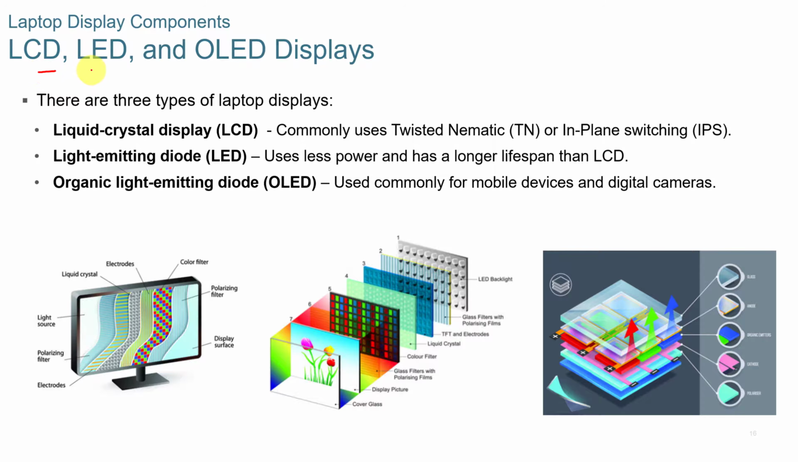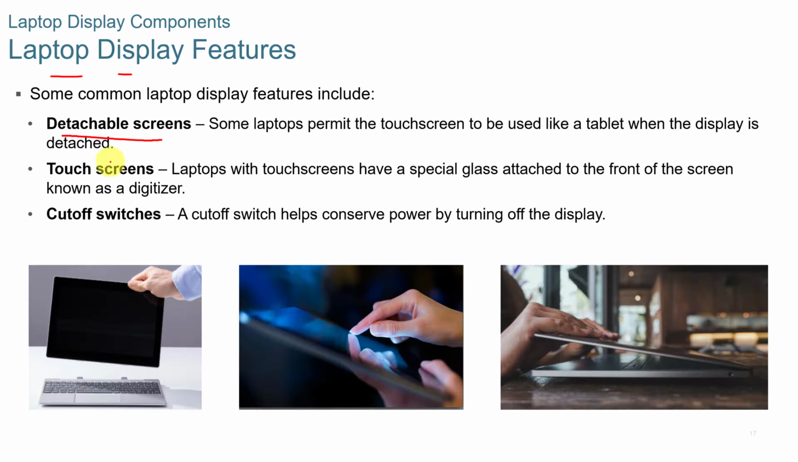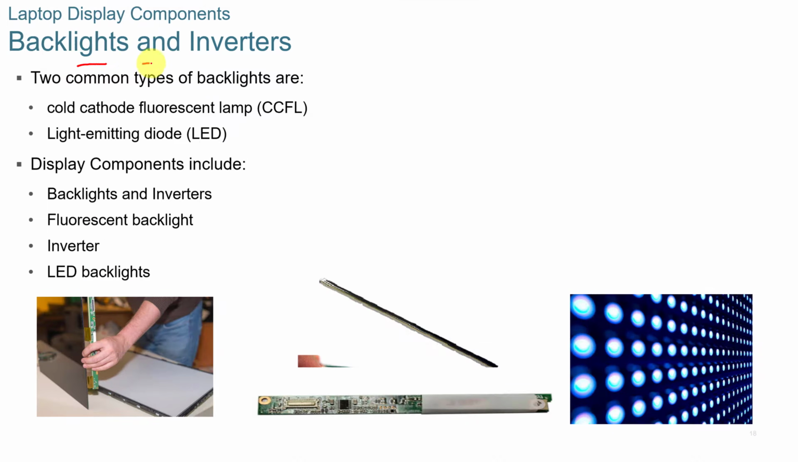Now, laptop monitors: LCD, LED, and OLED, which stand for liquid crystal display, light emitting diode, and organic light emitting diode. These are the same technologies that we have on monitors for desktops, but they are put into a smaller package for laptops. Sometimes laptops have detachable screens. They can also have touch screens, which have a specialized glass attached to the front. So much like a mobile device, the laptop would allow you to move items around or touch on the screen. And then you can also have a cutoff switch. A cutoff switch helps conserve power by turning off the display when the case is closed or when the monitor lid is put down.